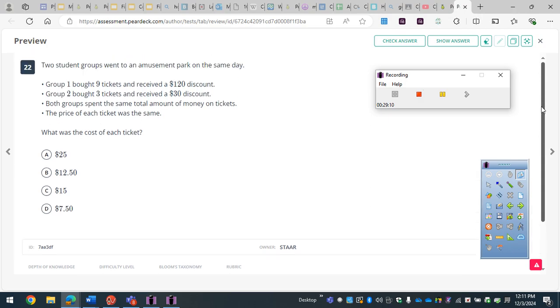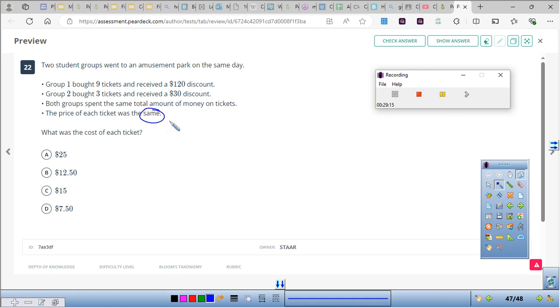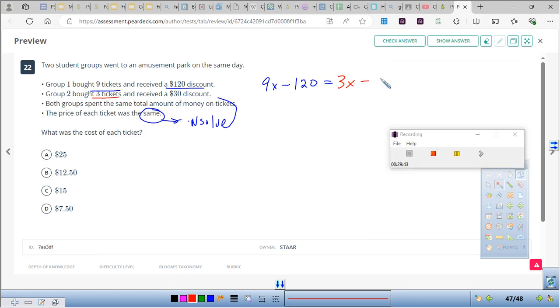Okay, let's look at this one. Same. When you see the word same, that's going to be what? End zone, right? You think about the end zone. 9 tickets, we don't know how much each cost, and a discount right here, so we're going to go with 9x, and then minus 120. Why minus? Because the 9x is how much each ticket costs them to pay, and they receive a discount, so that's why it's a negative. And this number here, they bought 3 tickets, and they received a $30 discount, minus 30, and you solve that one right there.